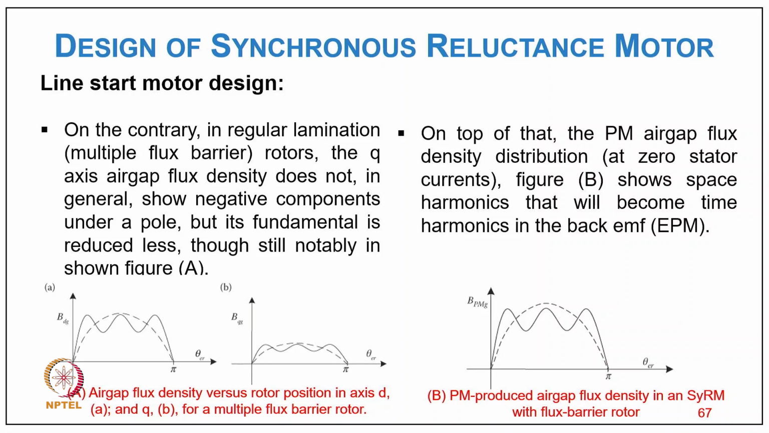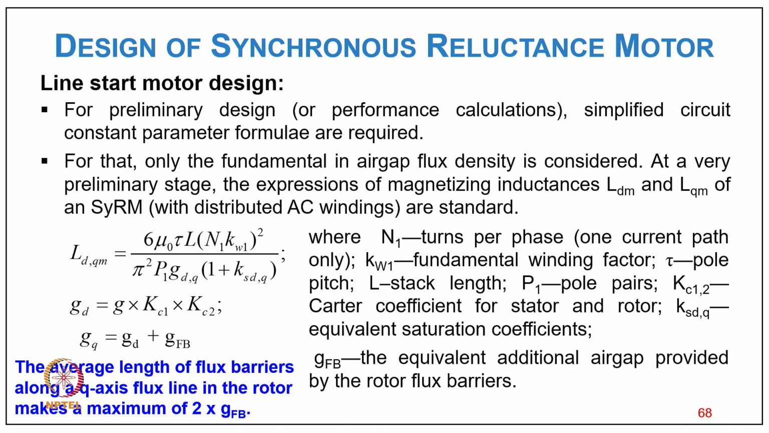And on the right side with the B, it is the PM produced air gap flux density in a synchronous flux barrier rotor. On the top of that, the PM air gap flux density distribution at 0 stator current, and B is with the space harmonics that will become time harmonics in back EMF. So for a preliminary design or performance calculation, simplified circuit constant parameter formulas are required.